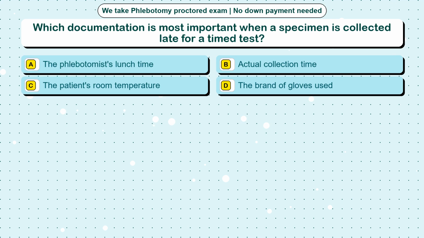Question 11. Which documentation is most important when a specimen is collected late for a timed test? Option A. The phlebotomist's lunch time. Option B. The actual collection time. Option C. The patient's room temperature. Option D. The brand of gloves used.